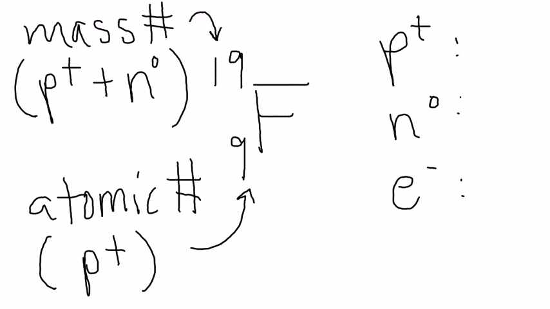If you look it up on the periodic table, it's going to have this number 9 with it. That's going to tell you specifically the number of protons that fluorine has. So if the question is how many protons does this fluorine atom have, the answer would be 9.